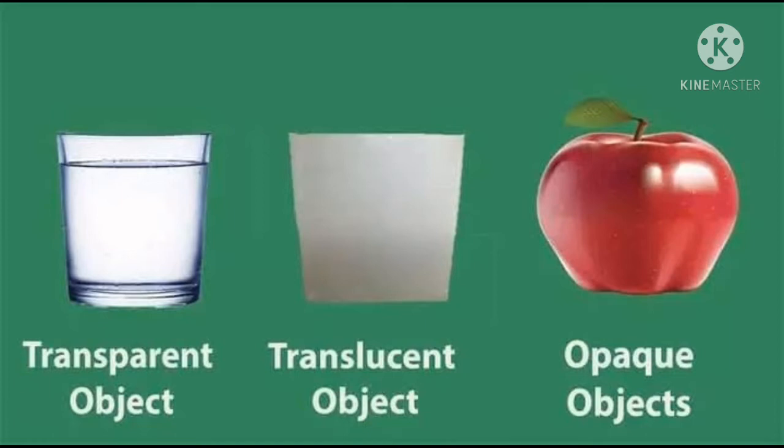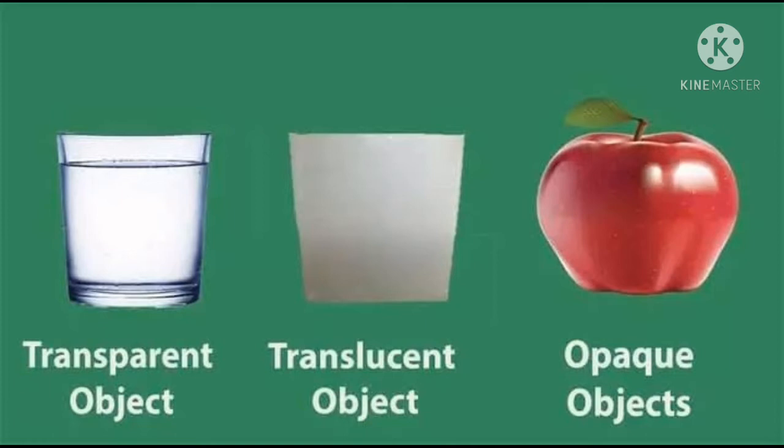Materials like butter paper, oiled paper, frosted glass, and ground glass allow some light to pass through them. We cannot see through them clearly. Materials that allow only a part of the light to pass through them are called translucent materials. Translucent materials allow light to pass through them partially.